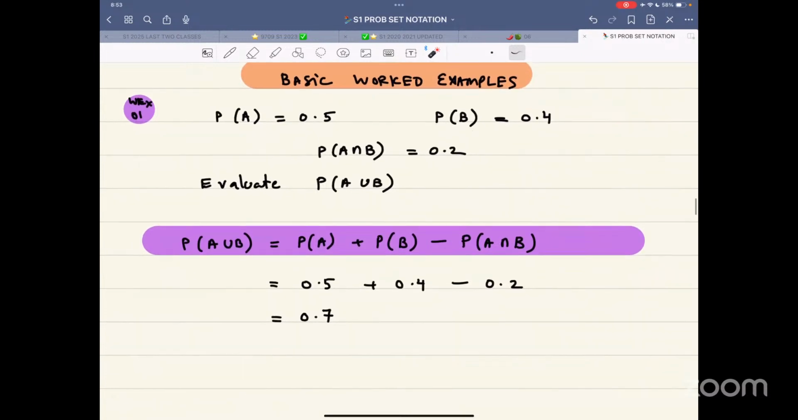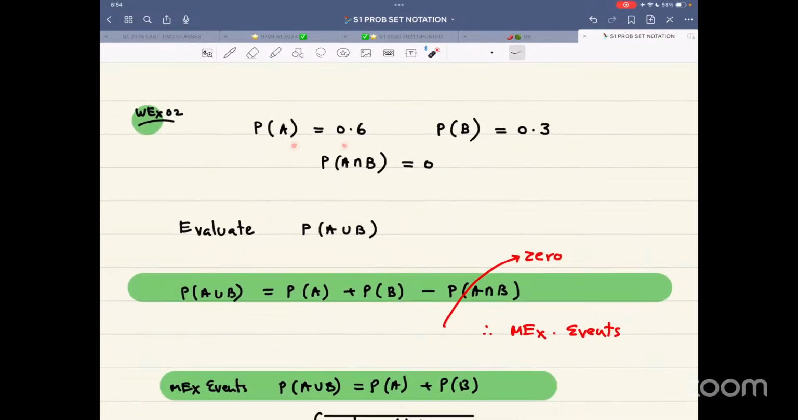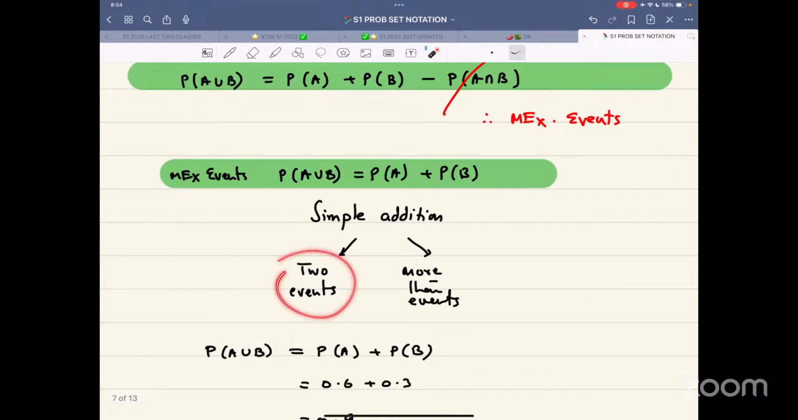Now, some basic examples. Probability of A is this, probability of B is this, probability of A intersection B is 0.2. Just a simple calculation, find probability A union B. That is the general probability formula. Add the probabilities. If there is any intersection, subtract. Now, the next one. Probability of A is this, probability of B is this, probability of A intersection B is 0. Is this mutually exclusive? Yes. Therefore, evaluate probability A union B. That's a simple addition, of two events or more than two events.